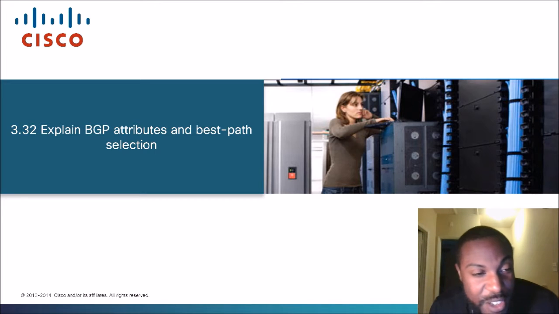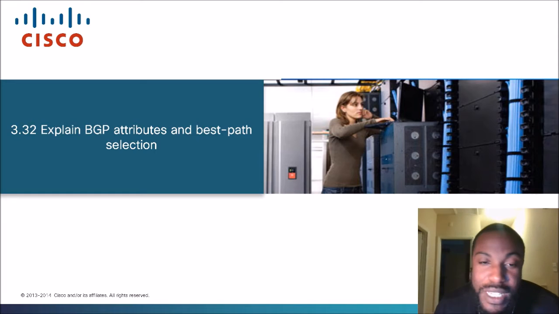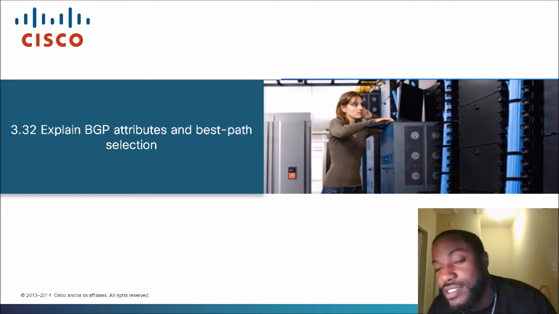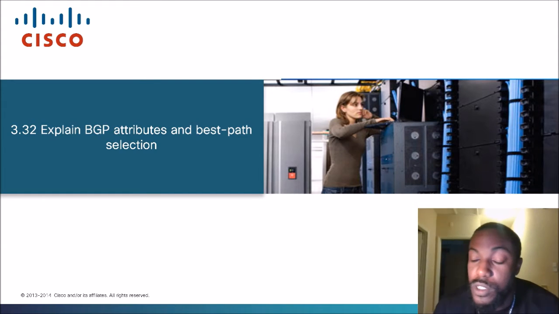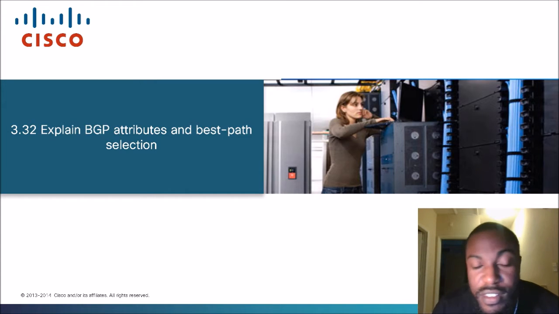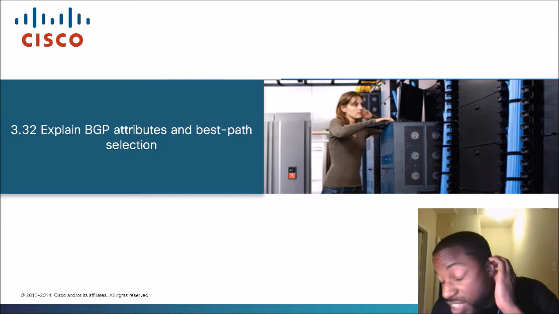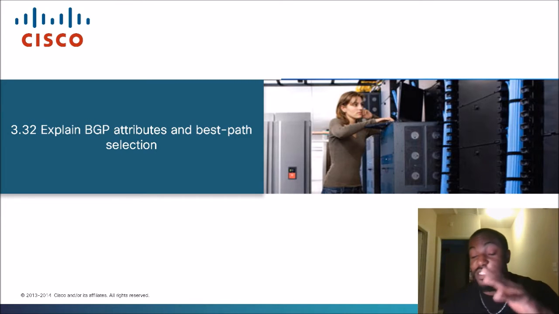Today's topic is section 3.32, Explain BGP attributes and best path selection. This is a topic in the CCNP Route exam. This will be known as the CCNP Enterprise exam next year. This is most likely a topic that will be in that exam as well. We may split this up into two videos because there is a lot of material in this.